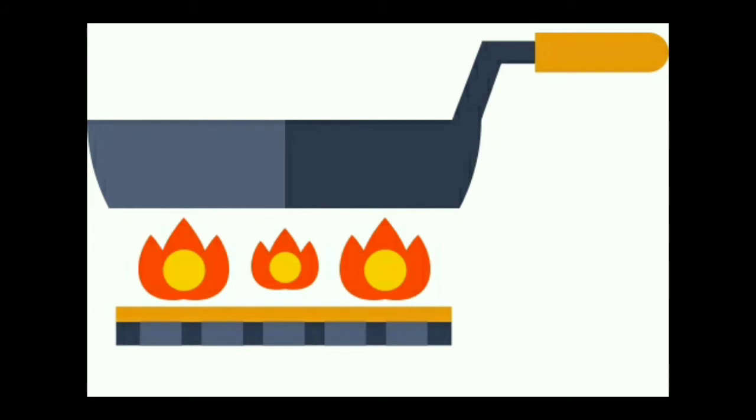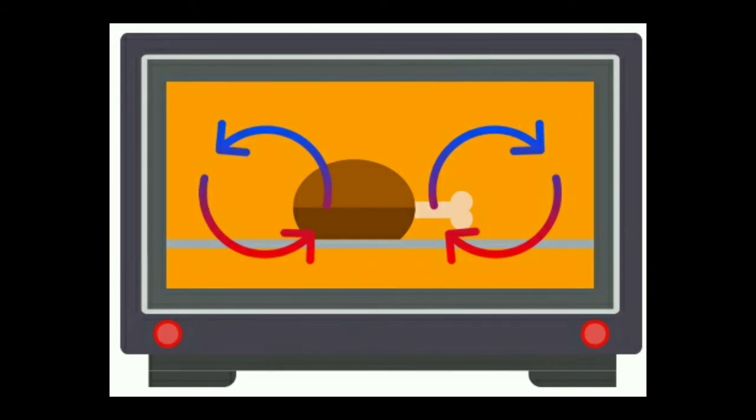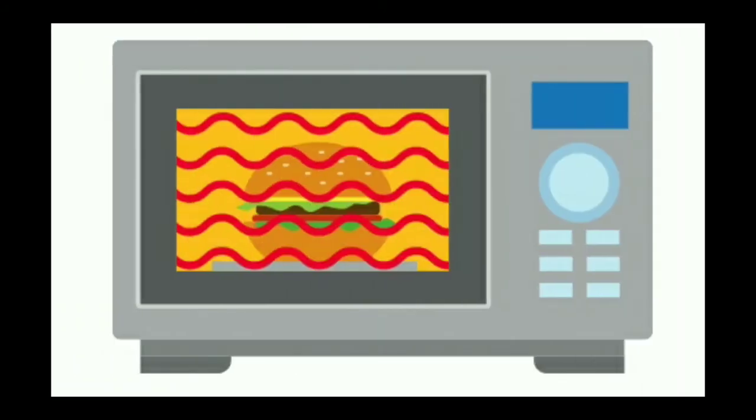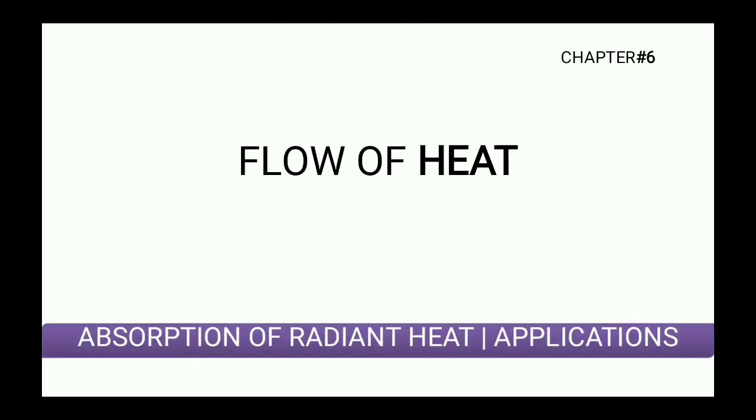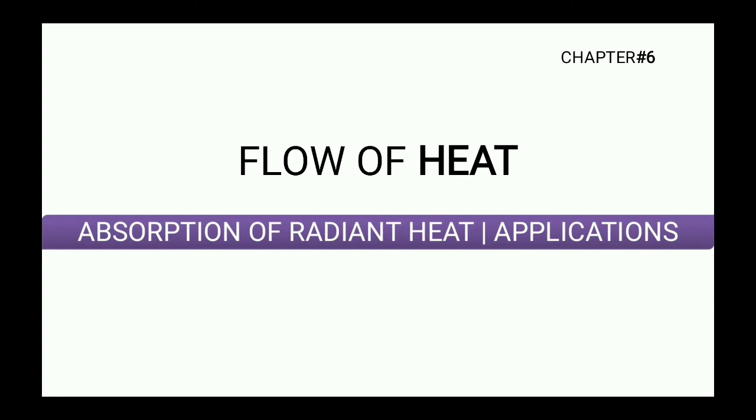Students, in the last session we had learned about what is conduction, how conduction happens. We had also learned about convection currents, and then we had dealt with radiation. Today we are going to learn radiation and the effect of radiation in detail, and we are also going to learn applications of radiation. So let us start. As I said, today we are going to continue with the lesson flow of heat, and we'll be dealing with absorption of radiant heat and its applications. This is part number 3 of the lesson.